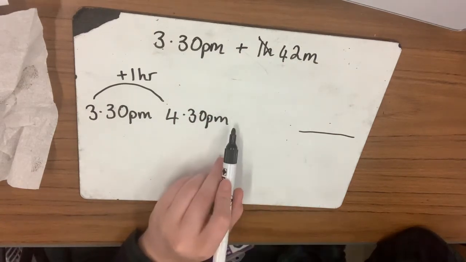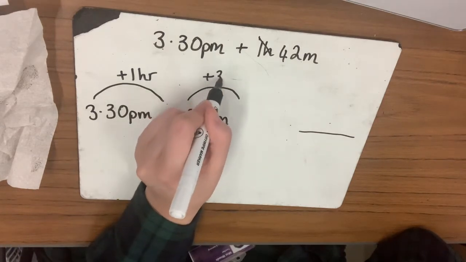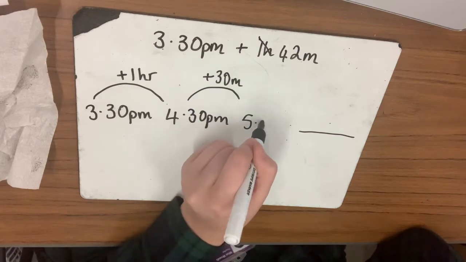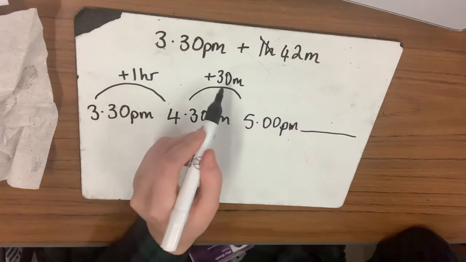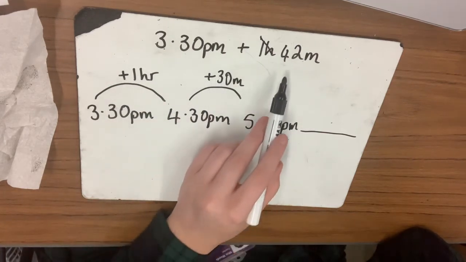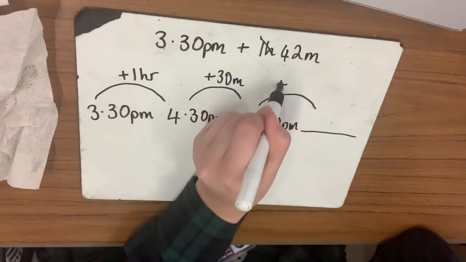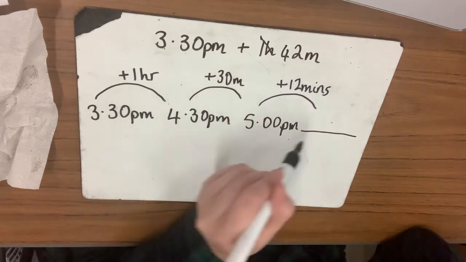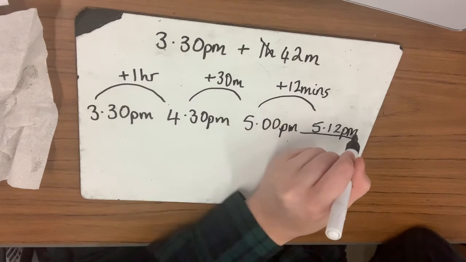Now if I try and add them on all at once, that's quite tricky, but I know I can add half an hour, and that'll bring me up to 5 p.m. And then you can see I've already added 1 hour and 30 minutes. I need to add 12 more to make up to 1 hour and 42 minutes. So I'll add 12 minutes on to 5 p.m., which will leave me at 5:12 p.m.